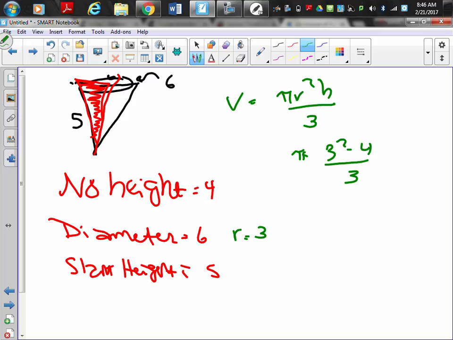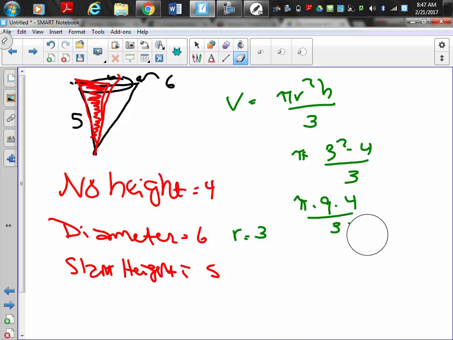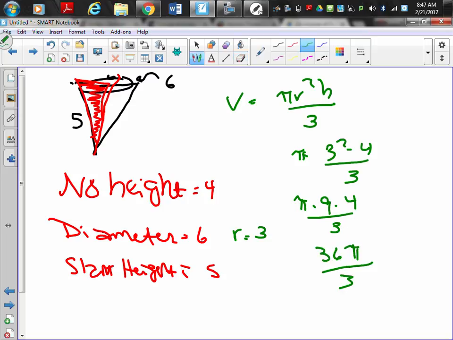Alright. What am I going to do? 3 squared, good. So pi times 9 times 4. What's 9 times 4? 36. So 36 pi over 3. I'm going to divide 36 divided by 3. So my answer is 12 pi.